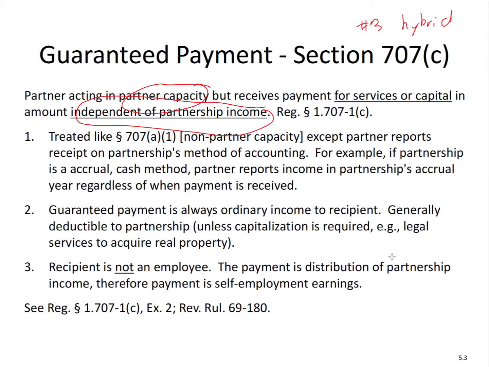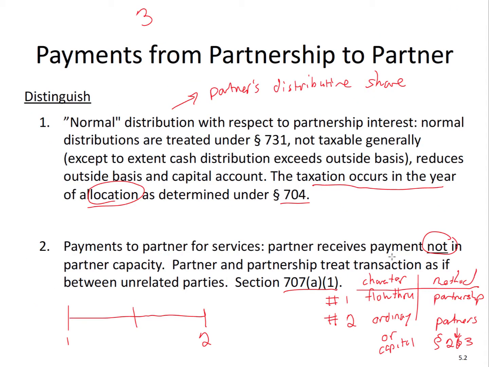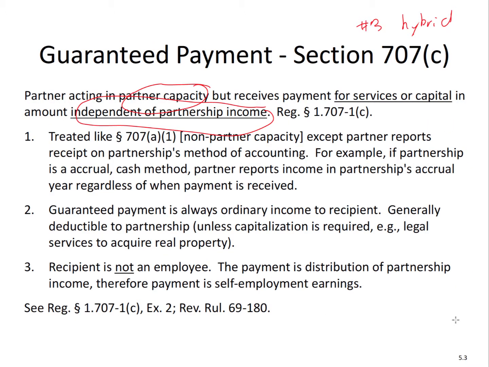With respect to how it's treated, it's a hybrid. If you go back to our previous slide, you'll see that number 1, the partner's distributive share, with respect to character was flow through, but number 2 was ordinary or capital. Couldn't be any other treatment. And the method, number 1 was partnership, number 2 was the partner's method. With respect to the method of accounting, a 707(c) guaranteed payment uses the partnership's method of accounting, so it's more like number 1, the partner's distributive share, where we apply section 704.